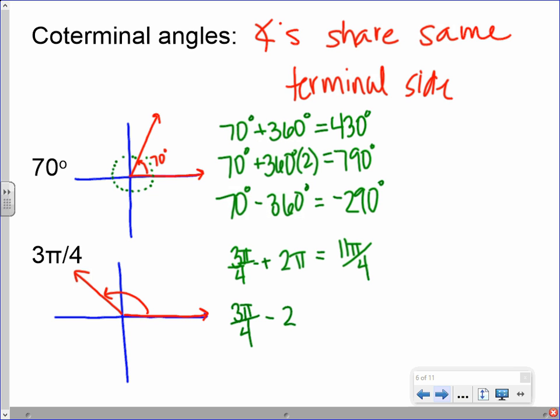Or we could take 3 pi over 4 and we could go the negative direction. We could subtract 2 pi to make it negative 5 pi over 4. Okay. I believe your book will ask you for a positive and a negative measurement. Sometimes you can simply add 360 and subtract 360. However, if you have an angle measurement of like 400, is subtracting 360 going to get you a negative coterminal angle? No. So you would have to do it again.